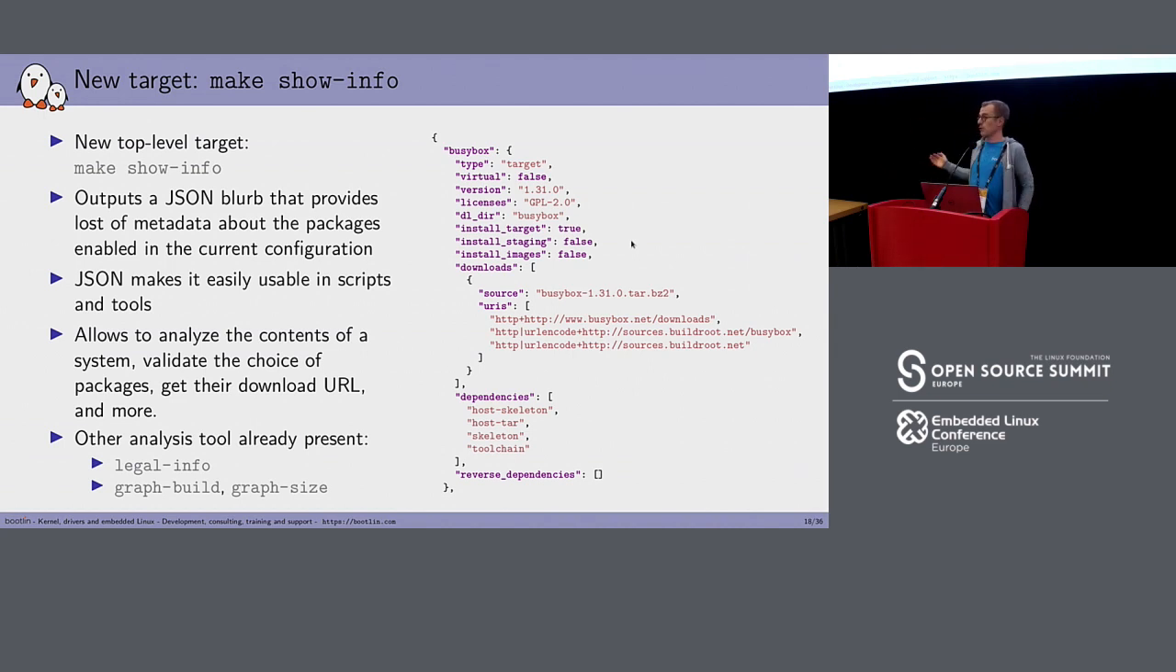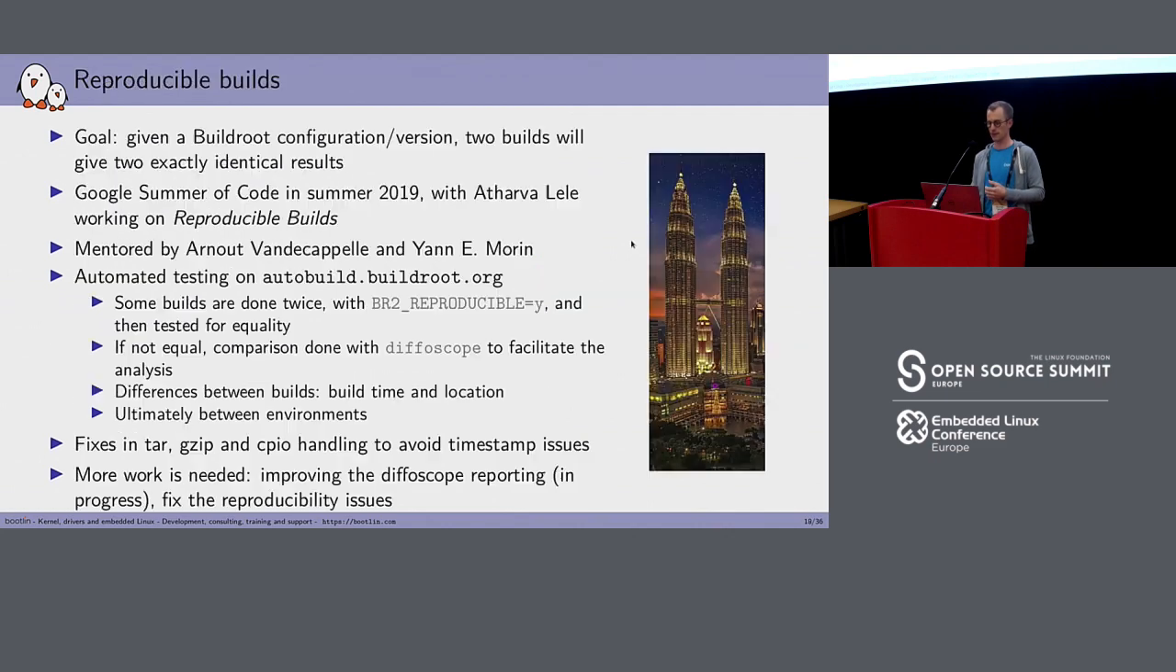And then you can do whatever you want with it. Parsing it to write a nice HTML page that describes what is in your products, or download the tarballs that are needed to reproduce the build of that product. Basically whatever you want. It's just some metadata about your configuration that you can easily parse because it's JSON.